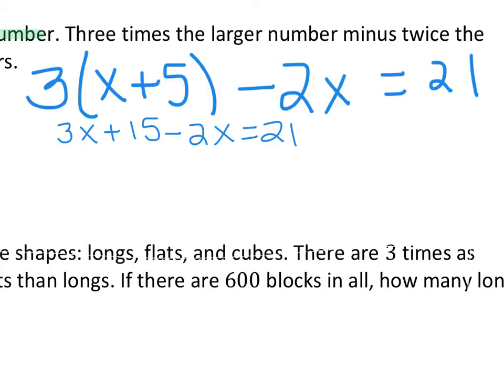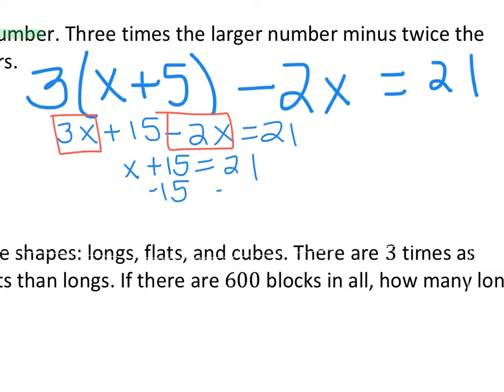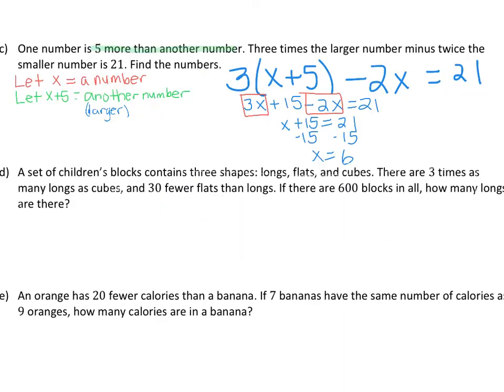Let's go ahead and combine like terms. We have positive 3x and negative 2x, which is just 1x. So x plus 15 equals 21. Subtract 15, and we get x equals 6. So x is our smaller number, so 6 is the smaller number. To get the larger, what we're going to do is take our 6 and add it to the 5 to get 11. So our two numbers are 6 and 11.